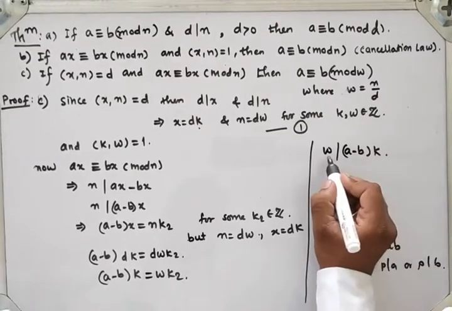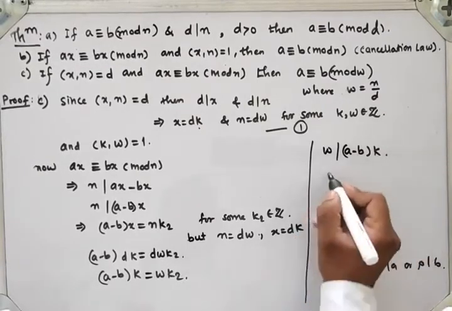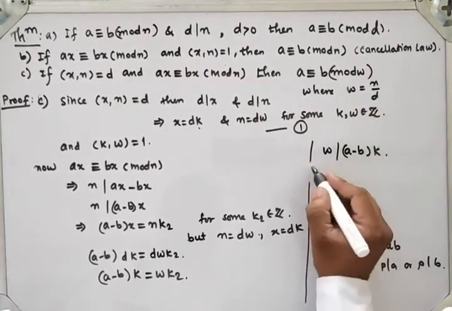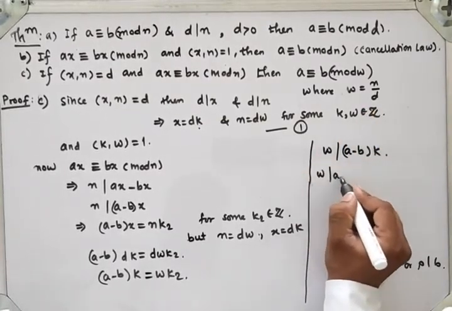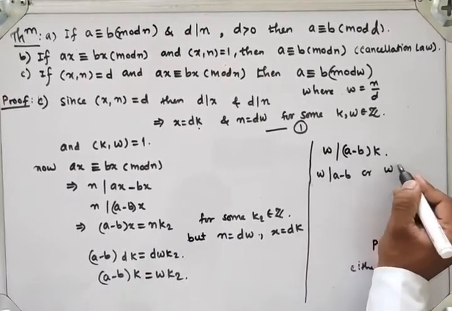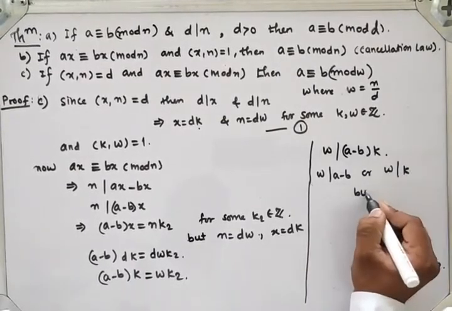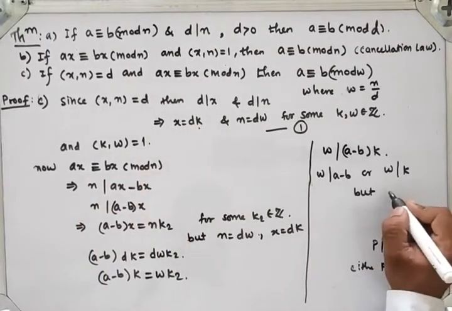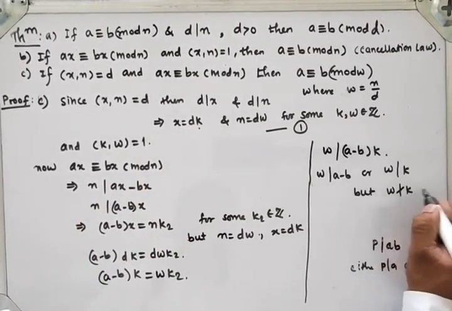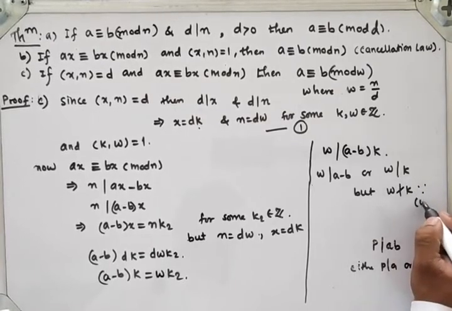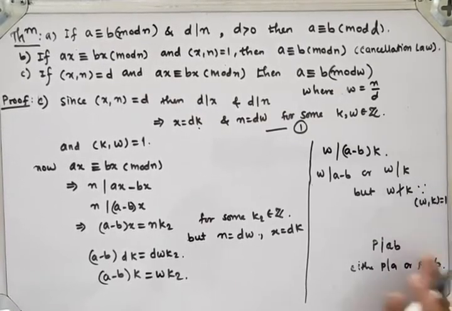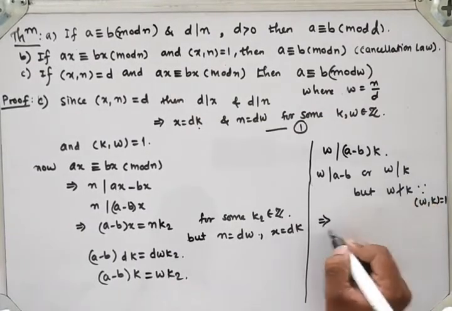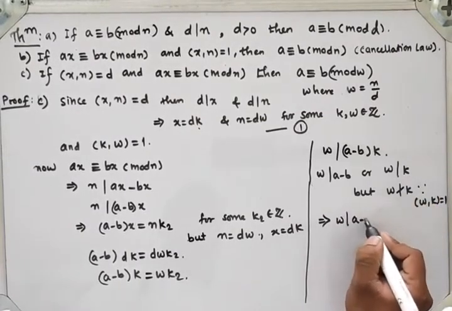Here, what do we say? That p divides a minus b or p divides k. That implies w divides a minus b or w divides k. But what we have is that GCD of k and w is equal to 1. What does that mean? w does not divide k, since GCD of w and k is equal to 1. So w divides k is not possible, which means the only possibility is w divides a minus b.